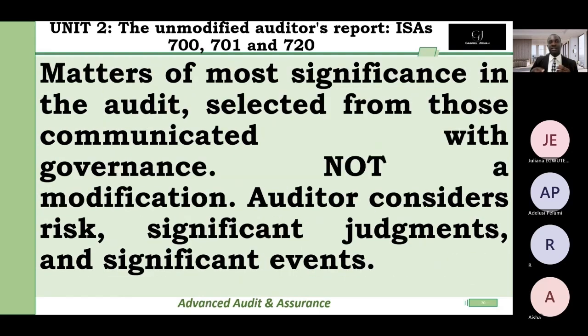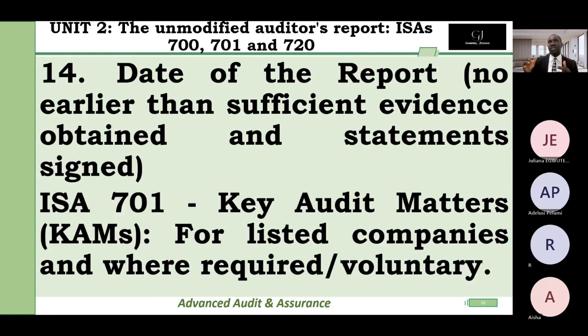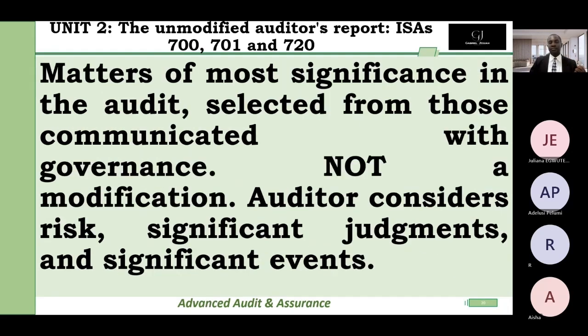So key audit matters include matters of most significance in the audit, selected from those communicated with those charged with governance. So what does that mean? Key audit matters could mean management saying during the audit, okay, you are doing a statutory audit, can you focus on this area? Focus on maybe revenue, focus on these costs. Please focus on these areas that are matters of concern to us. So they could be requested by management.